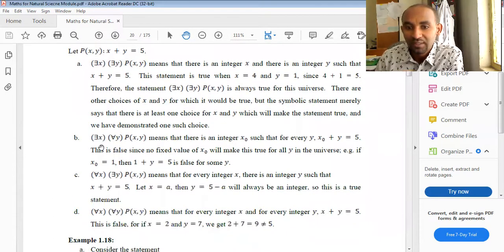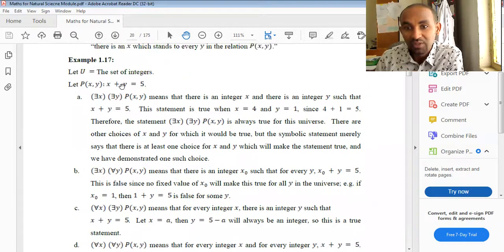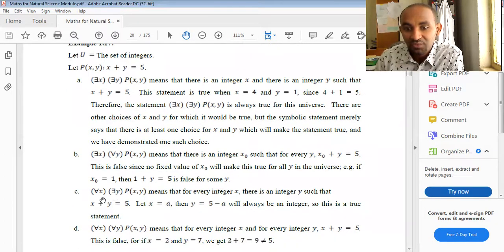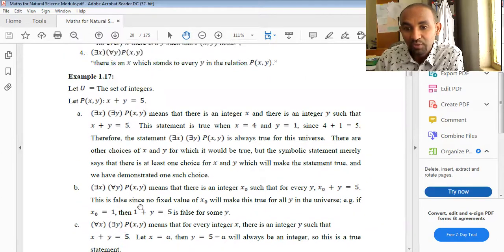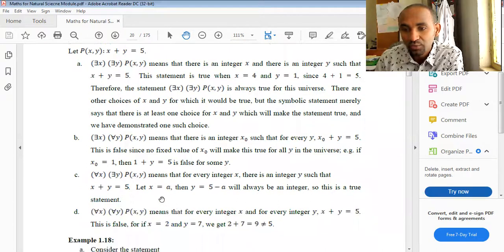Another is there exists x for all y, satisfying the property p. That means, can you have a single value of x where for every y, x plus y is 5? This cannot be, because if x is fixed, y would also be fixed. It cannot be for all y, so this is false. The third is for all x there exists y, satisfying the property p. For all x, that means by changing x, you get a corresponding y such that the sum is 5. Yes, it's possible, so it's true.